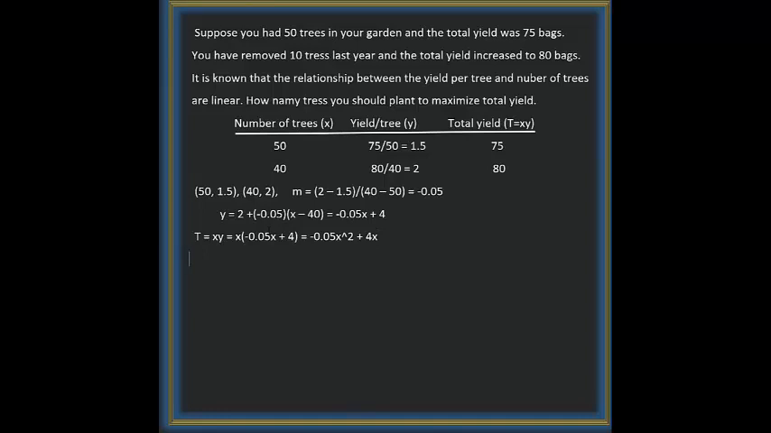And the derivative is now equals negative 0.1x plus 4 and set equal to 0, you will get x equals 4 over 0.1. That gives you 40. So this year actually you should have 40 trees in the garden to maximize your total yield.